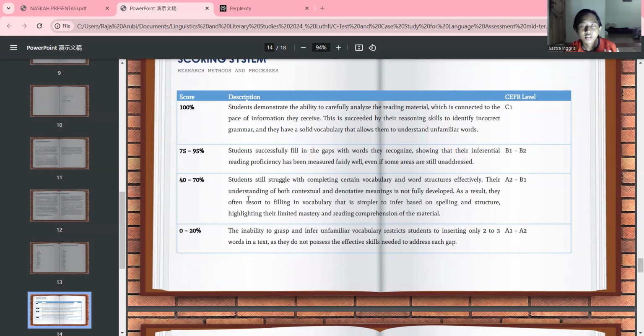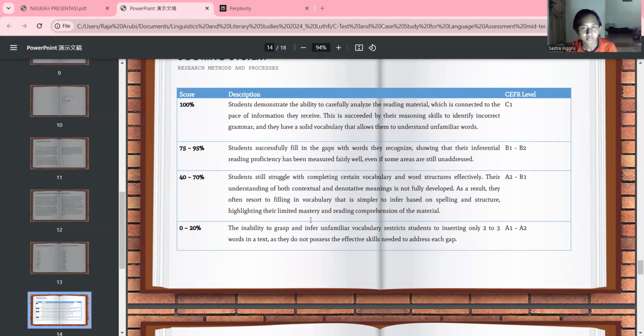If students still struggle, and do not complete, just 1, 2, 3 words that they have found, then students just get 40 up to 70%. The level they measure is A2 until B1.